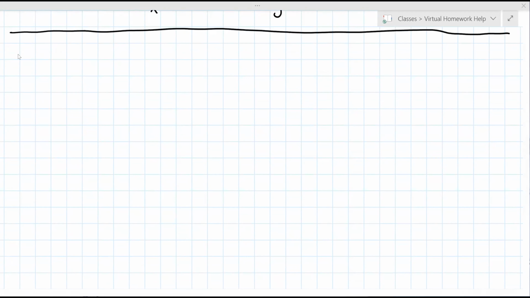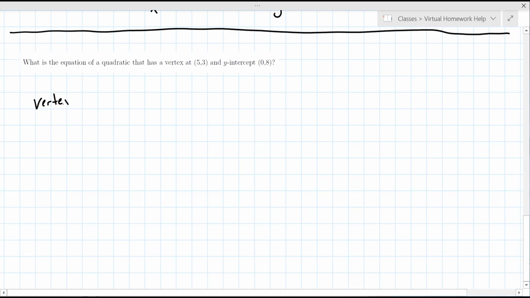So this question today asks us to write the equation of a quadratic that has a vertex (5, 3) and y-intercept (0, 8). There are several different forms of a quadratic. Vertex form is probably preferred here. Vertex form is y = a(x - h)^2 + k.